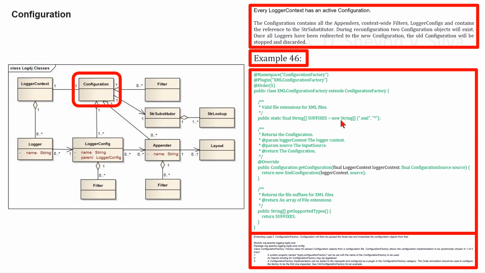Valid extension for XML files. Returns Configuration; param LoggerContext, the logger context; param source, the input source; return Configuration. Returns the file suffixes for XML files, and returns the array of file extensions.